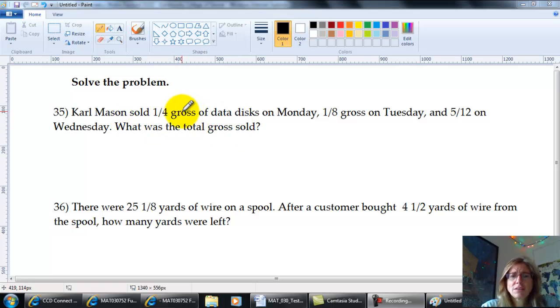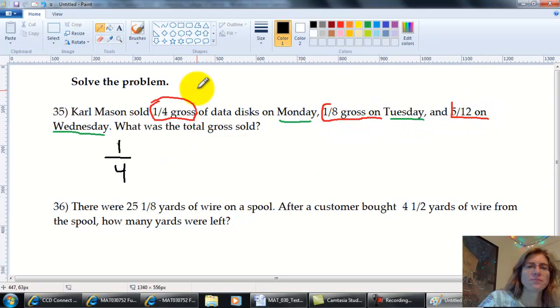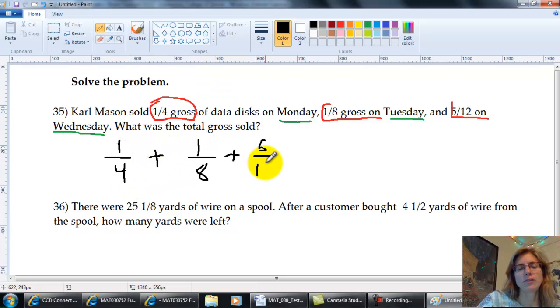Gross means a dozen, but in this case we're not going to have to calculate anything times 12. We're just going to add the fractions. We're taking these three pieces of data, 1/4 gross, 1/8 gross, and 5/12, because each day he sold a different amount. We have to find a least common multiple, or least common denominator, between 4, 8, and 12. We can't just add them.